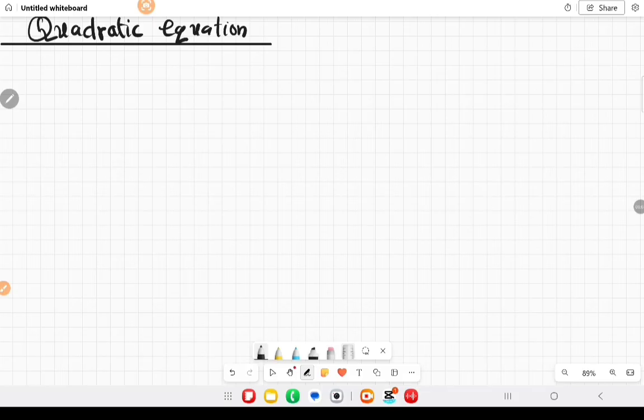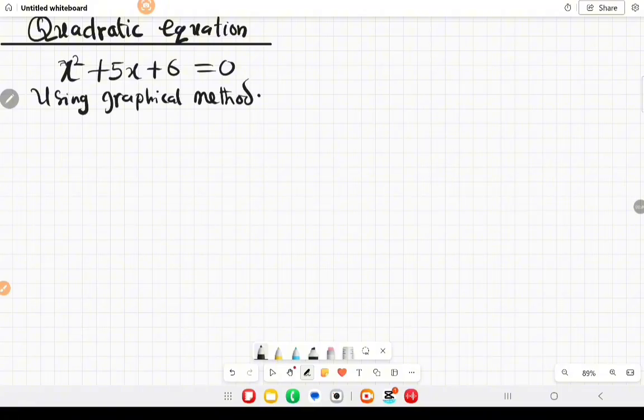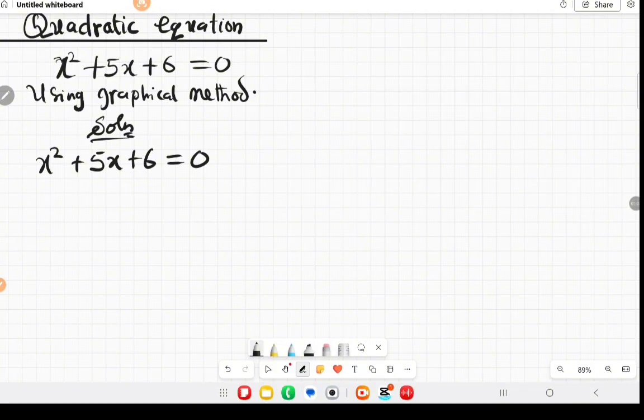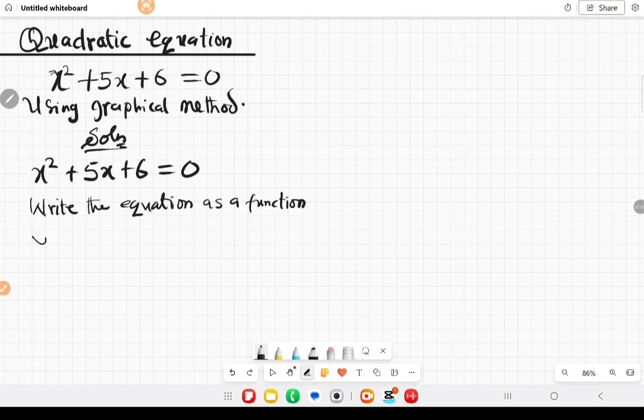Quadratic equation using the graphical method. We have x squared plus 5x plus 6 equal to 0, to be solved using the graphical method. Then we say solution. We have to write x squared plus 5x plus 6 equal to 0. Writing this equation as a function, it will change to y equals x squared plus 5x plus 6.